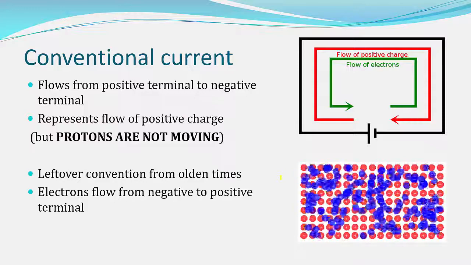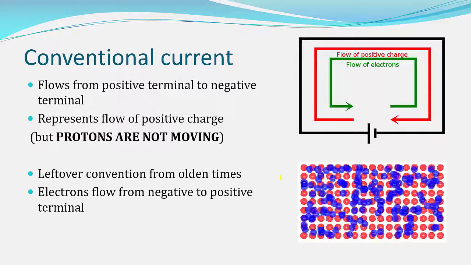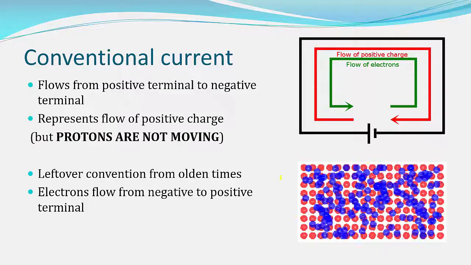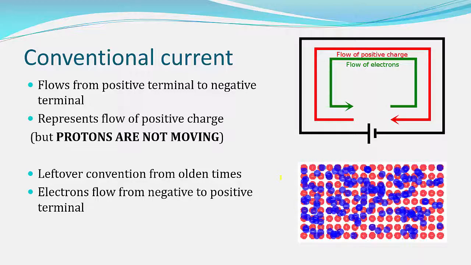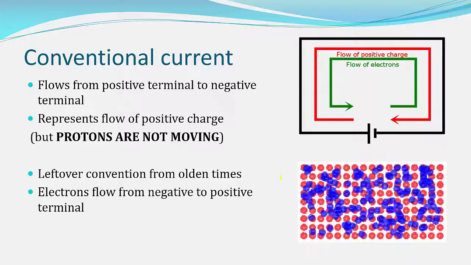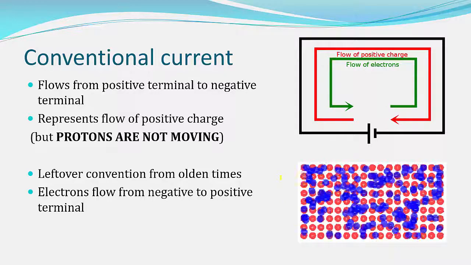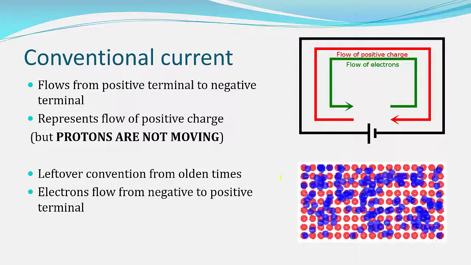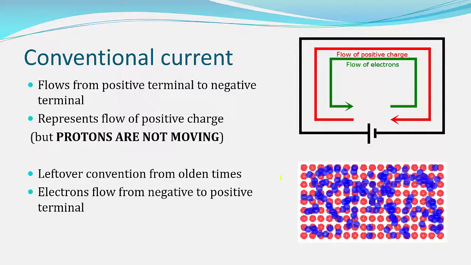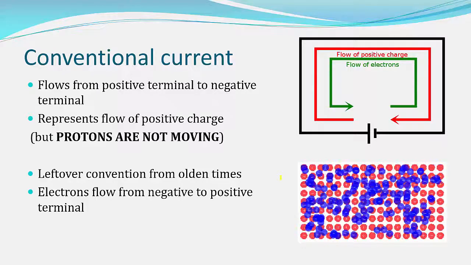Okay, there's a couple of concepts that I want to talk about now. The first of these is conventional current, and I sort of alluded to this at the start of the presentation. The positive charge itself, which means the protons, they are not moving. Instead, what's happening is the electrons are moving, and the idea of conventional current being the flow of positive charge is left over from olden times.